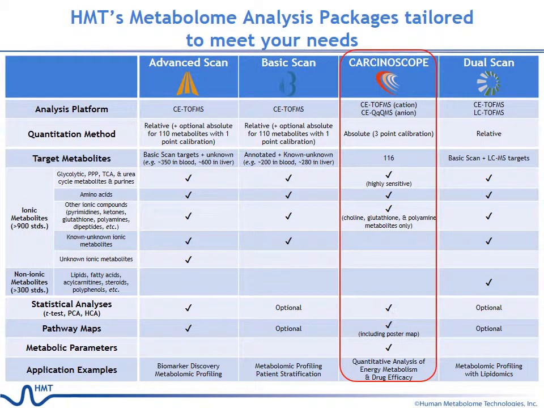Our CARCINOSCOPE package is our targeted quantitative analysis option. CARCINOSCOPE provides the accurate concentrations of 116 metabolites involved in primary energy metabolism, and because of this quantitation, it also evaluates 30 metabolic parameters for facilitating data interpretation, such as energy charge, lactate to pyruvate ratio, glutathione redox ratio, and total amino acids. CARCINOSCOPE combines CE with both time of flight and triple Q mass spec, which allows for higher detection sensitivity and analytical accuracy. Full statistical analyses are provided, which includes PCA analysis and hierarchical cluster analysis, along with a comprehensive pathway analysis.